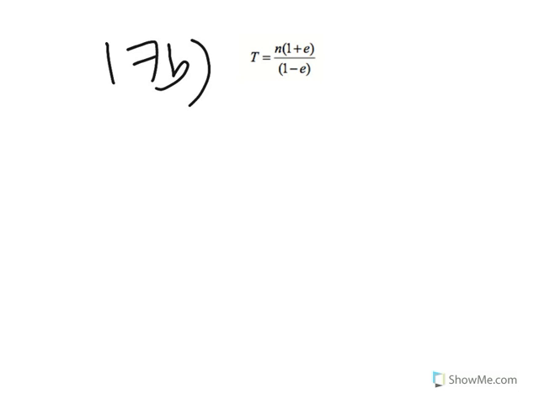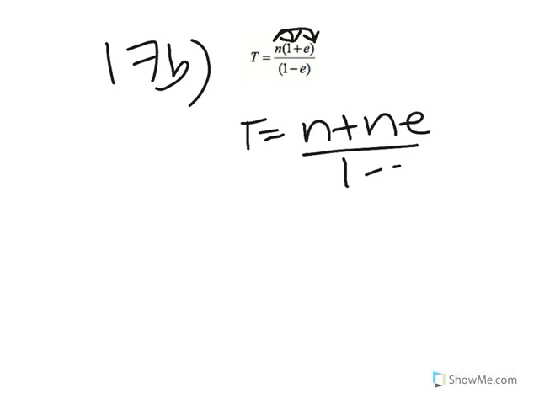Okay, 17b, you're being asked to take this formula and make e the subject. So how are you going to do that? First of all, let's expand everything out. Let's make it less complicated, less confusing. So we'll expand the top. So t is equal to n times (1 plus e). So it becomes n plus ne over 1 minus e.